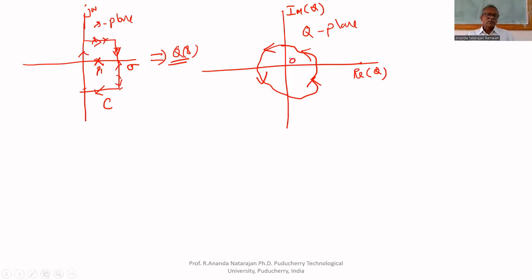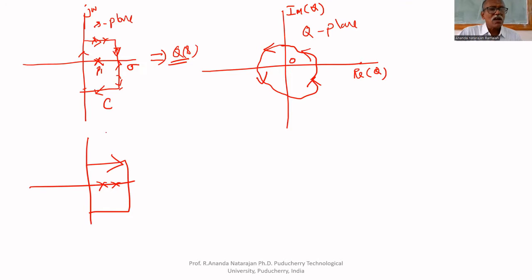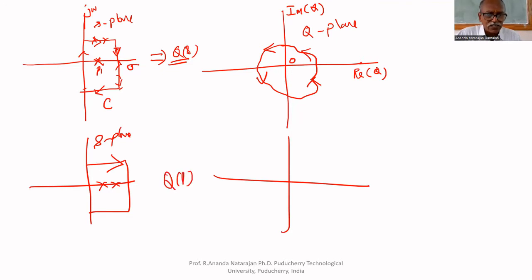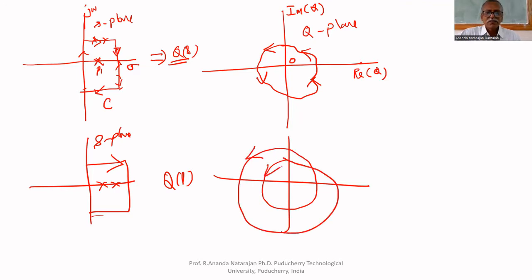The origin is encircled. Suppose I am having two poles inside that contour, mapped in the clockwise direction in the S plane. In the Q plane, if you do the mapping on Q of S, it means you substitute the points on the contour in Q of S and get some points here that will encircle the origin twice in the anti-clockwise direction. This is called the Q plane, this is the real part of Q, and this is the imaginary part of Q.